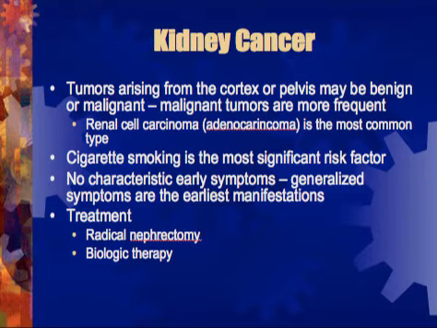Kidney cancer. We see tumors arising from the kidney itself, from the cortex or pelvis, and they can be benign or malignant. Unfortunately, most of them are malignant. Renal cell carcinoma or adenocarcinoma is the most common type. Cigarette smoking is the most significant risk factor. There are no characteristic early symptoms; generalized symptoms are the earliest manifestations. Treatment is radical nephrectomy, or removal of the kidney, and biological therapy, which is chemotherapy.